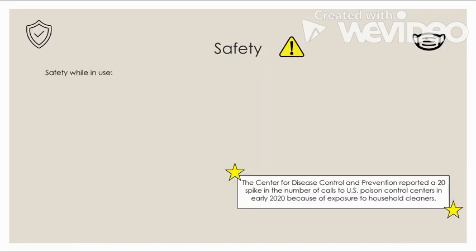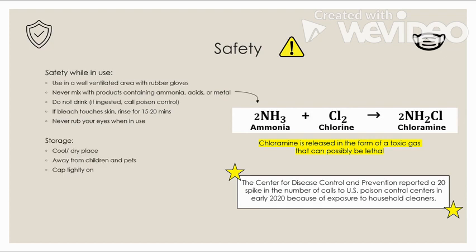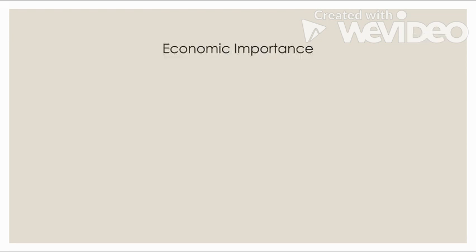For safety while using bleach, use in a well-ventilated area with rubber gloves and never mix with any products, especially those that contain ammonia, metals, and acids. Bleach is also corrosive, so drinking and exposure to skin is a health hazard. As for storage, bleach is recommended to be stored in a cool, dry place and disposed at a hazardous waste department with the label still on.